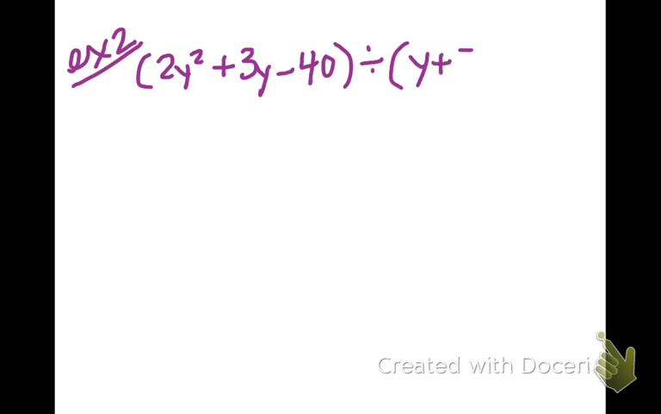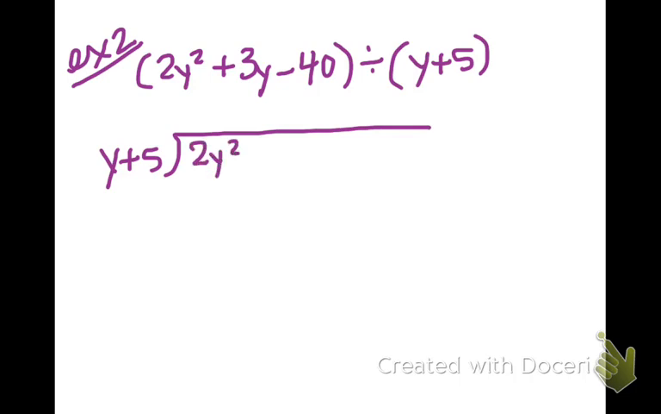So in this example, we're going to take 2y squared plus 3y minus 40, and we are going to divide by y plus 5. So we'll write it with the divisor on the outside, y plus 5. Go ahead and use that algorithm. So we'll put the 2y squared plus 3y minus 40. And now we have to work with this. This is an expression, y plus 5. So let's just work with the y.